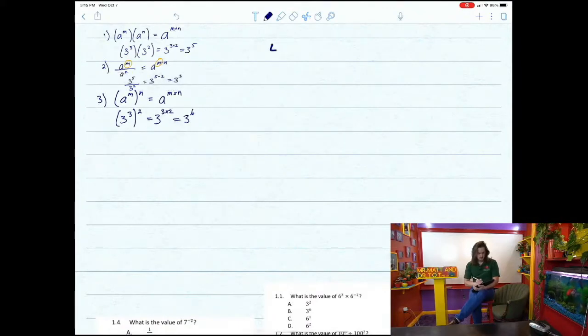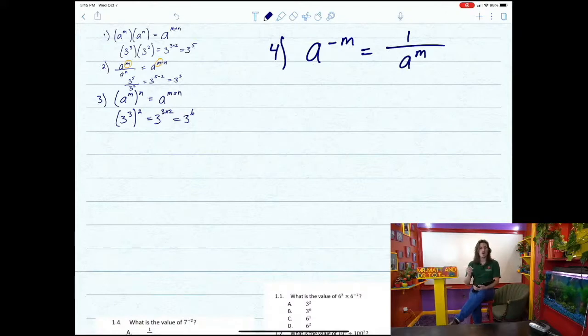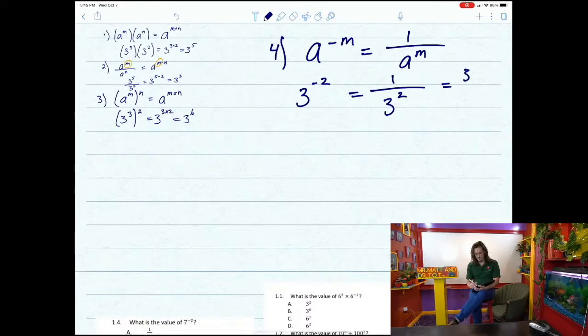The fourth rule we talked about involved negative exponents. So if we have a to the negative m power, we put everything under 1 and turn the exponent positive. So a to the negative m is equal to 1 over a to the positive m power. So for example, 3 to the negative 2 power is equal to 1 over 3 to the positive 2 power, which if we wanted to evaluate, we know would be 1 over 9.